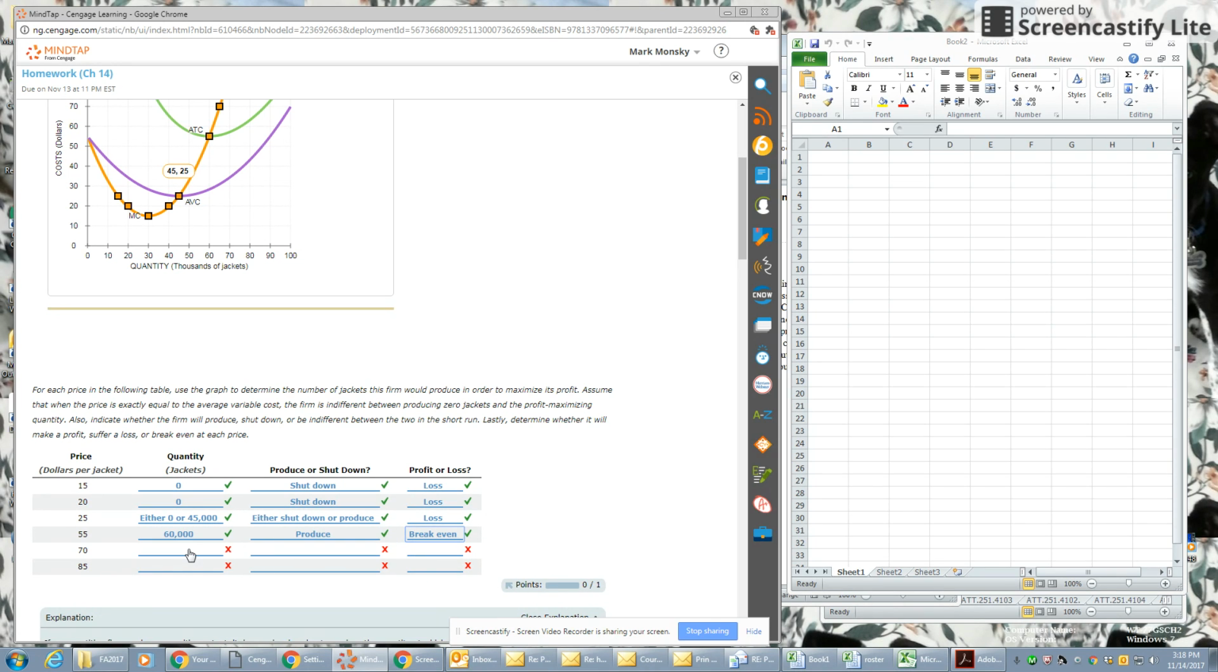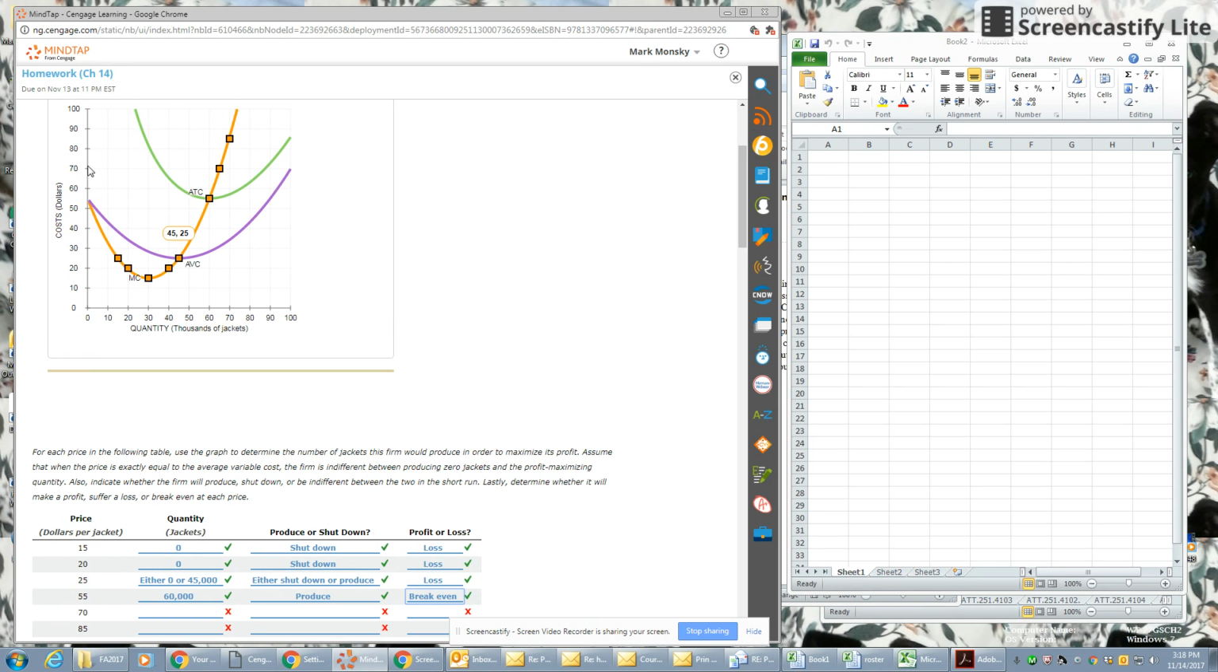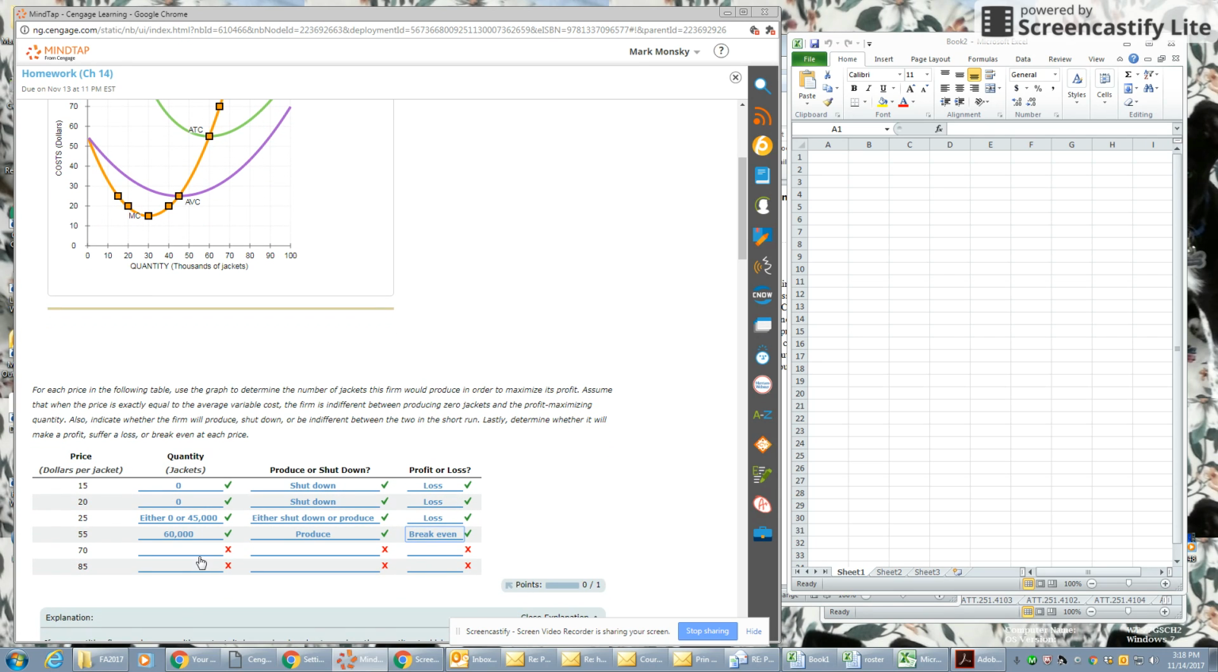Moving up to $70. At a price of $70, our price level has moved up a level, so now we're going to have a new profit maximizing quantity. At $70, the profit maximizing quantity will be 65,000 jackets.